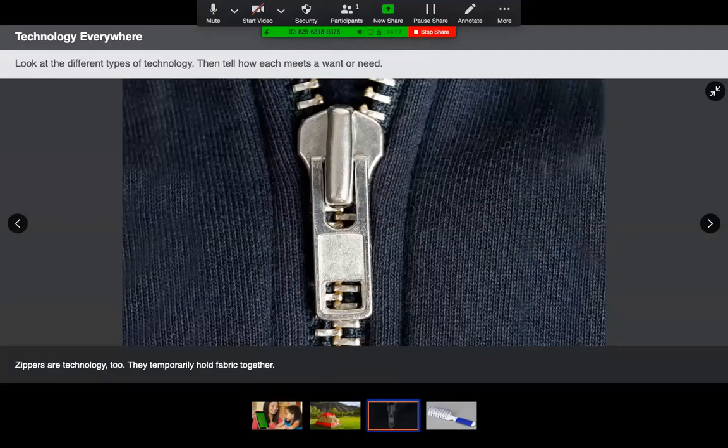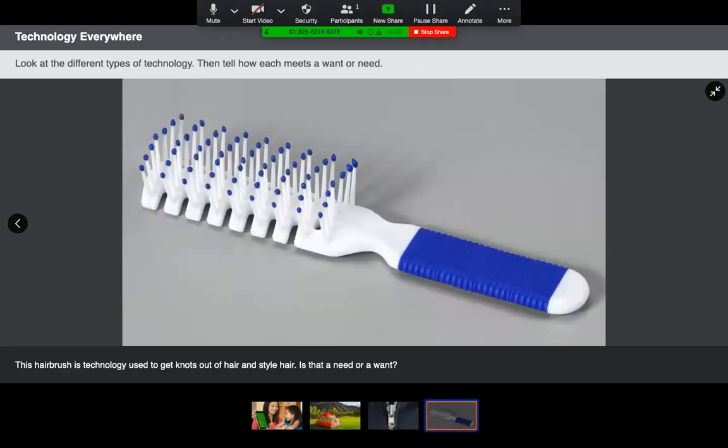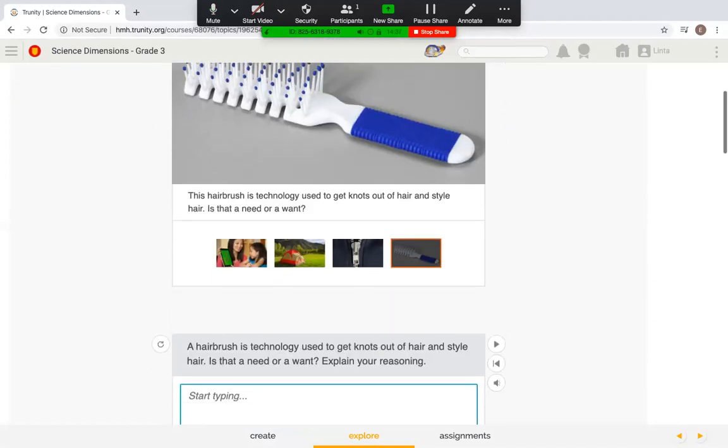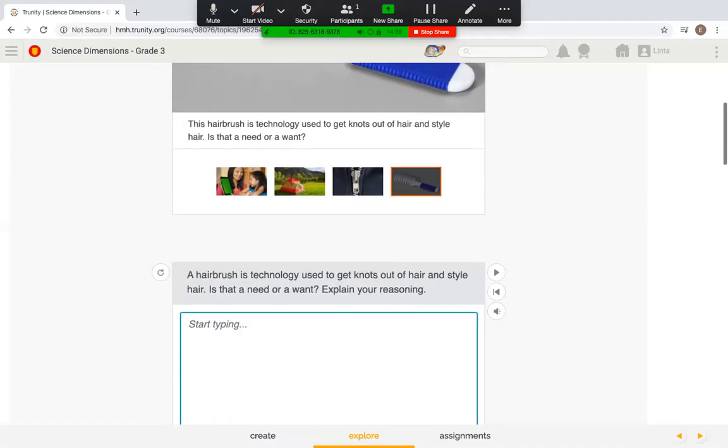Zippers are technology too. They temporarily hold fabric together. This hairbrush is technology used to get knots out of hair and style hair. Is that a need or a want? So what do you think? Is the hairbrush a need or a want?